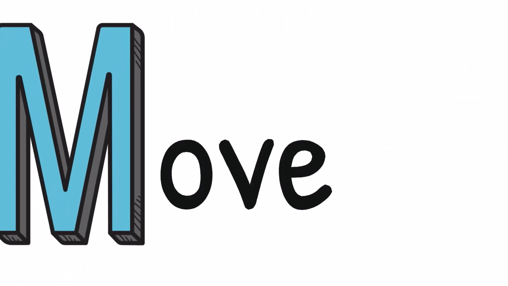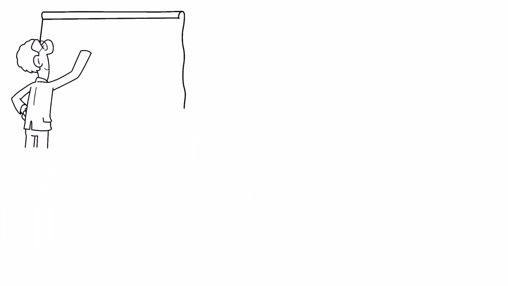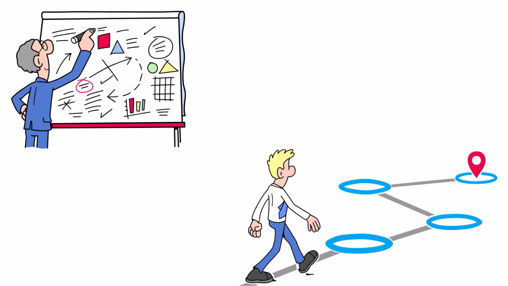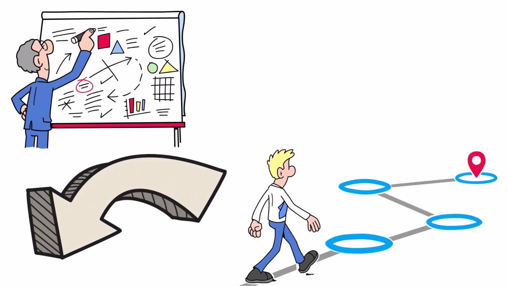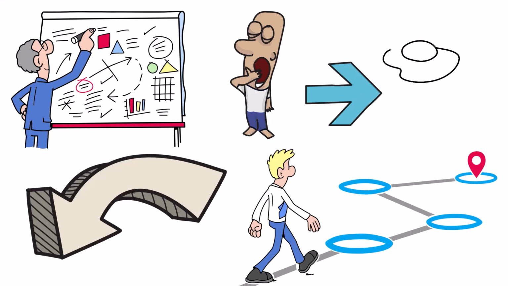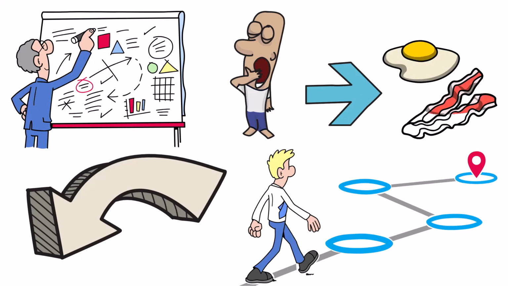M is for move. Put sentences in the right order. Does your story make sense from beginning to end? You might need to move a sentence to a new spot. For example, I ate breakfast. I woke up. Let's move those sentences around to make sense. I woke up. Then, I ate breakfast.